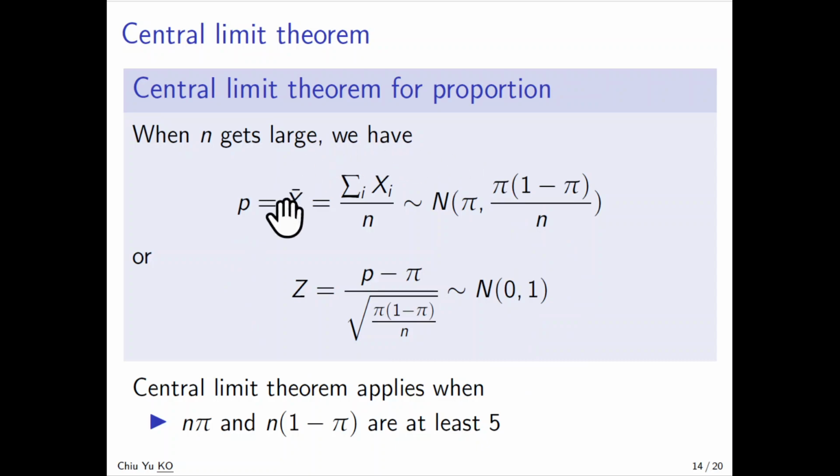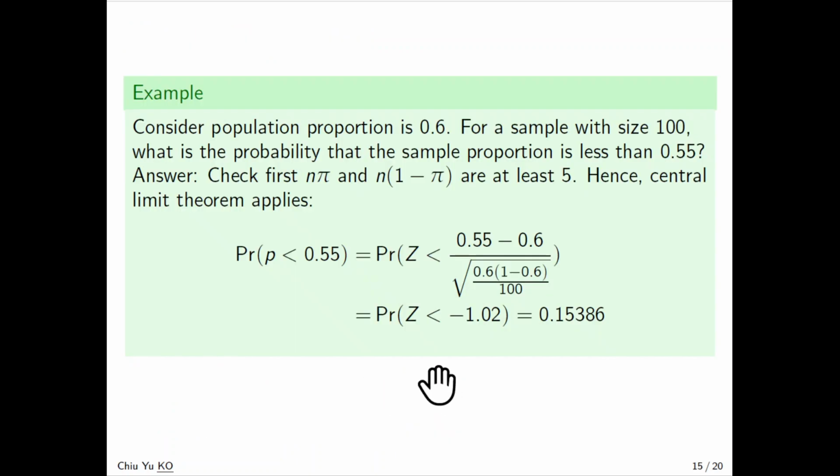And in particular, for this to hold, the central limit theorem would require that n times pi and n times 1 minus pi are at least 5. If not, then you need to use another method, so make sure you check carefully whether this is true or not. Okay, so let's see an example.